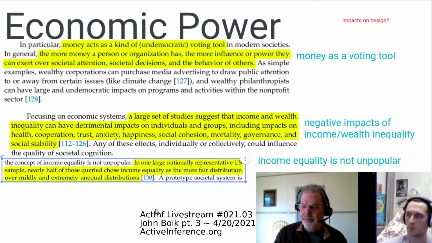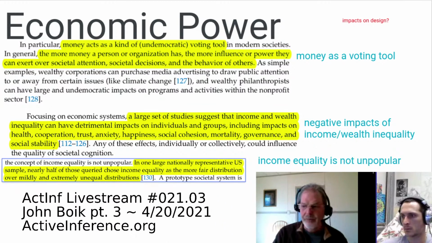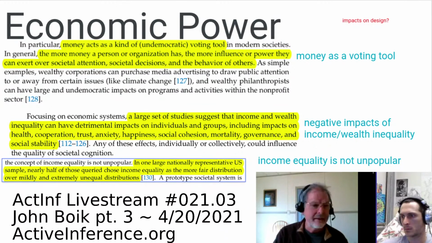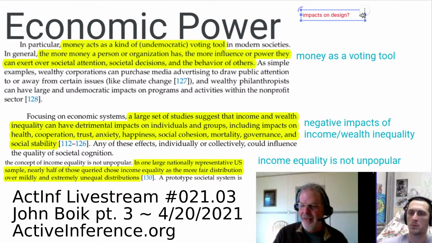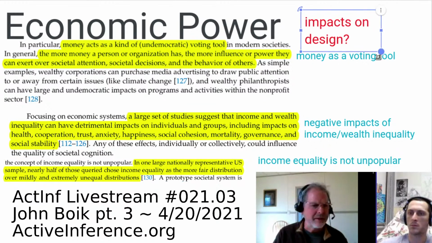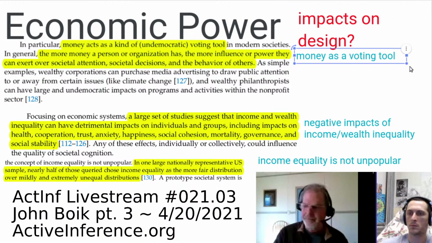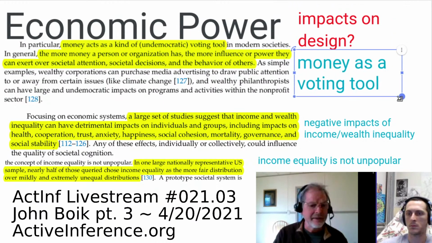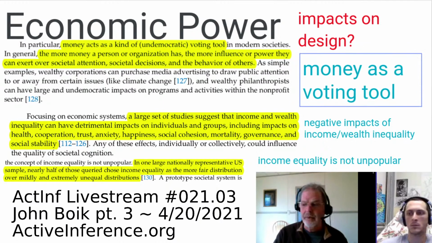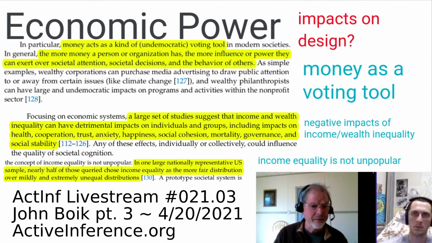Well, they asked people, which of these do you prefer? And it turned out that they didn't like the extreme one at all. And that happened to be the picture of the inequality in the U.S. And the one that was more mild, I think, was the inequality maybe in Sweden or something like that. So they preferred the distributions of economic power that were less extreme.